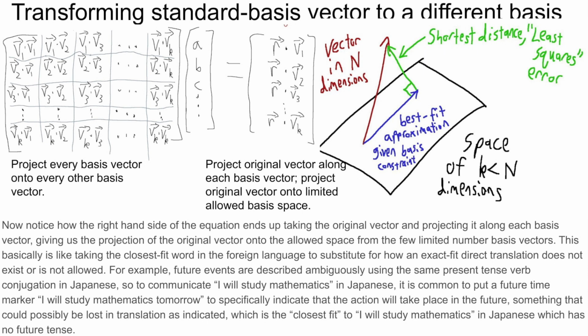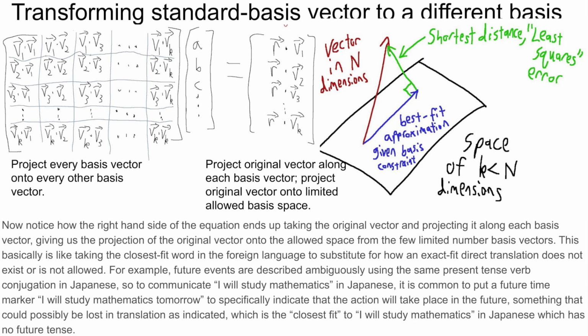Now notice how the right-hand side of the equation ends up taking the original vector and projecting it along each basis vector, giving us the projection of the original vector onto the allowed space from the few limited number of basis vectors. This basically is like taking the closest fit word in the foreign language to substitute for how an exact fit direct translation does not exist or is not allowed.